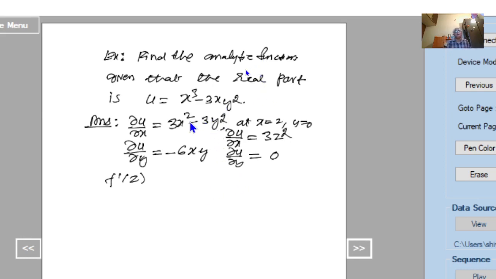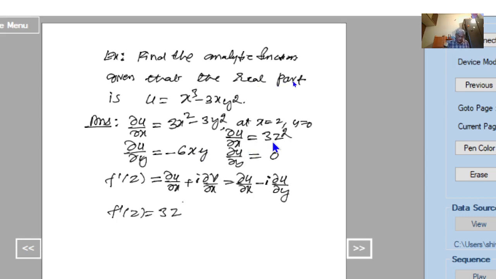Because y is there, if I put y equal to 0, the whole term becomes 0. And we have f dash of z is equal to dou u by dou x plus i times dou v by dou x, which can be written as dou u by dou x minus i times dou u by dou y. Substituting here, dou u by dou x is 3z square and dou u by dou y is 0, so that term becomes 0. I am getting f dash of z is equal to 3z square. Just integrate this.